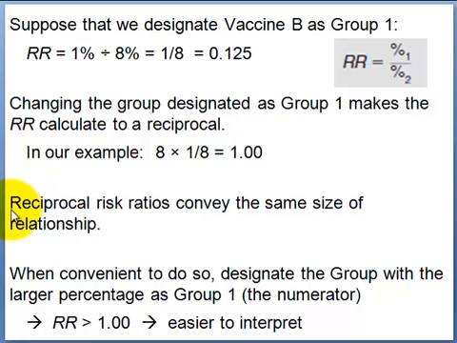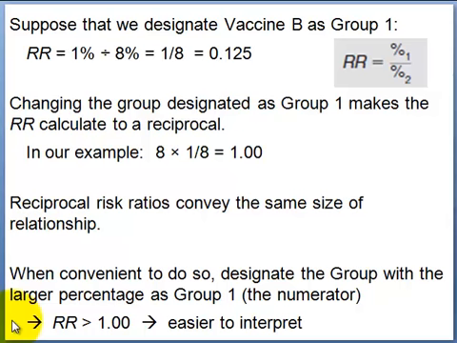Reciprocal risk ratios convey the same size of relationship. Ultimately, it's arbitrary which group you designate as group 1 and which as group 2. Now, here's a recommendation, a guideline. When it's convenient to do so, designate the group with the larger percentage as group 1. I mean, make group 1 the numerator. And if you do so, your risk ratios will calculate to be greater than 1.